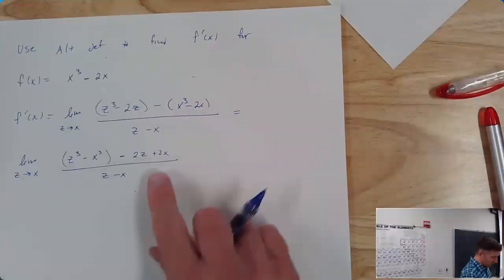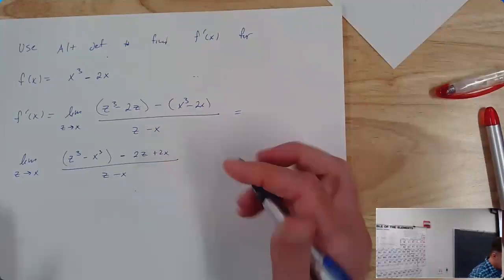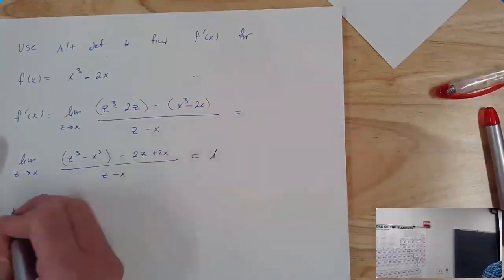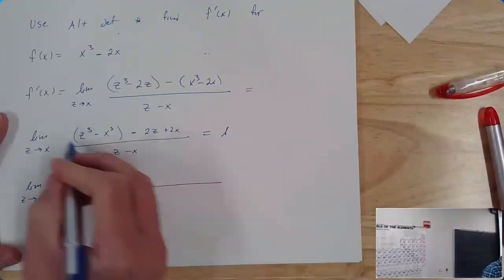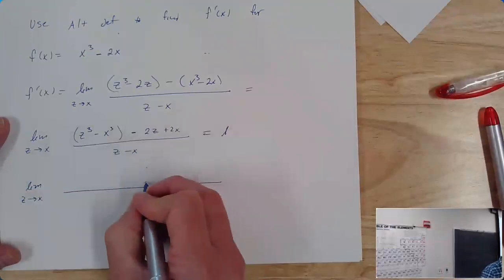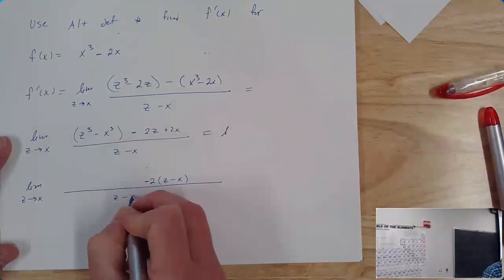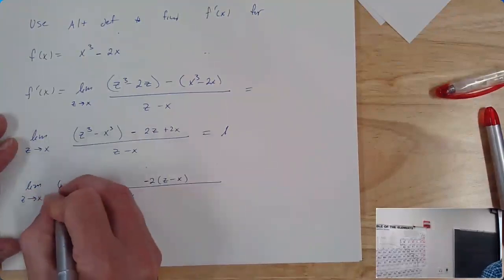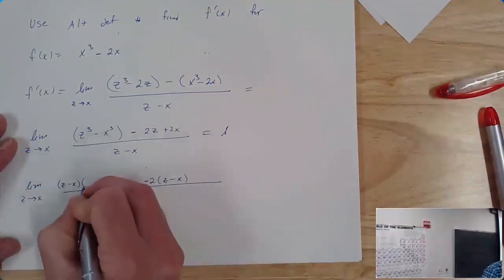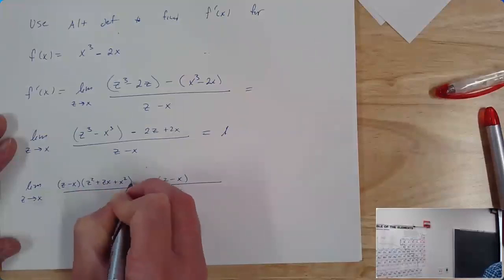So I can definitely look over here and see if I factor out a minus 2, I'm going to be left with z minus x. Great. That's right down here. We have the limit as z approaches x of, I'll leave this alone for a second. If I factor out a minus 2 here, I'm going to have a minus 2 times z minus x. And then z cubed minus x cubed, you can totally factor a difference of cubes. Z cubed minus x cubed is going to be z minus x times z squared plus zx plus x squared.